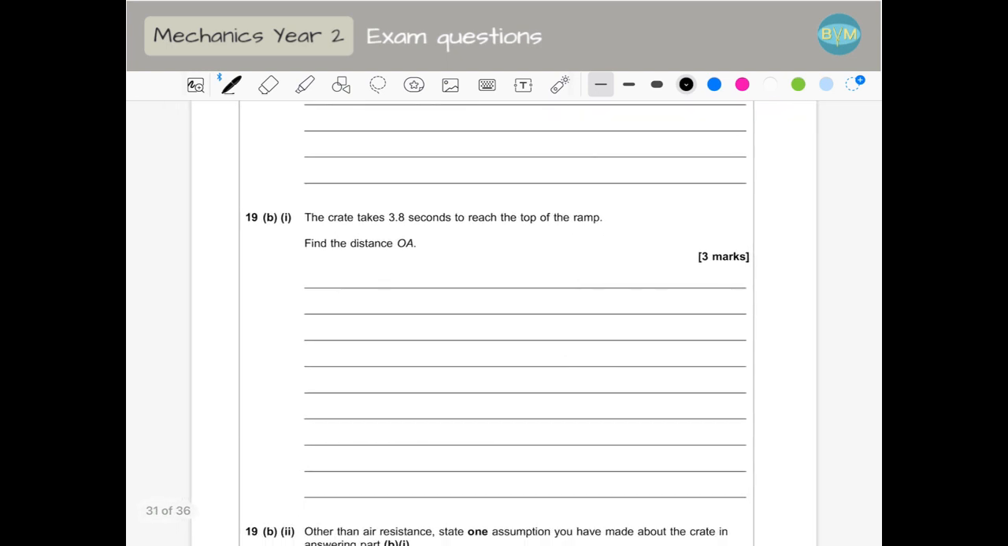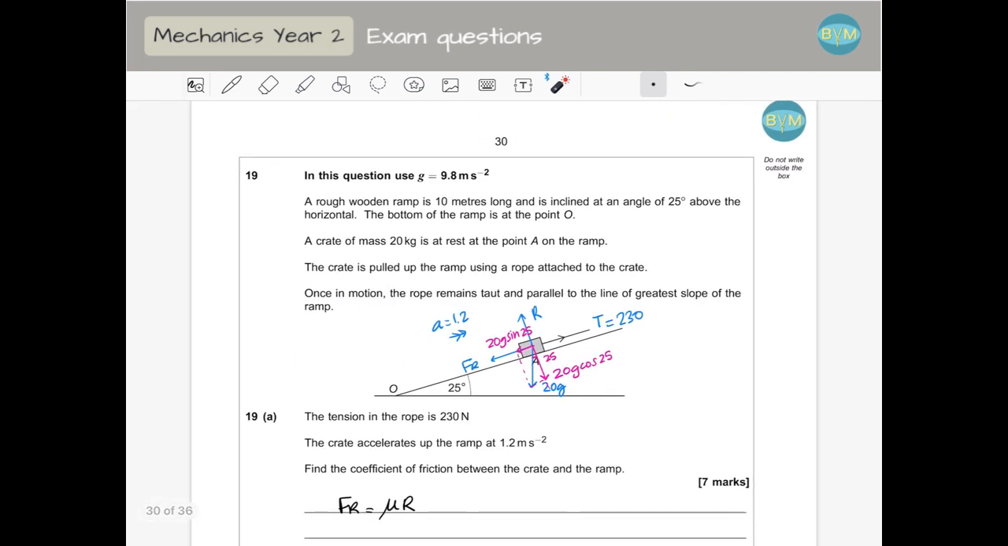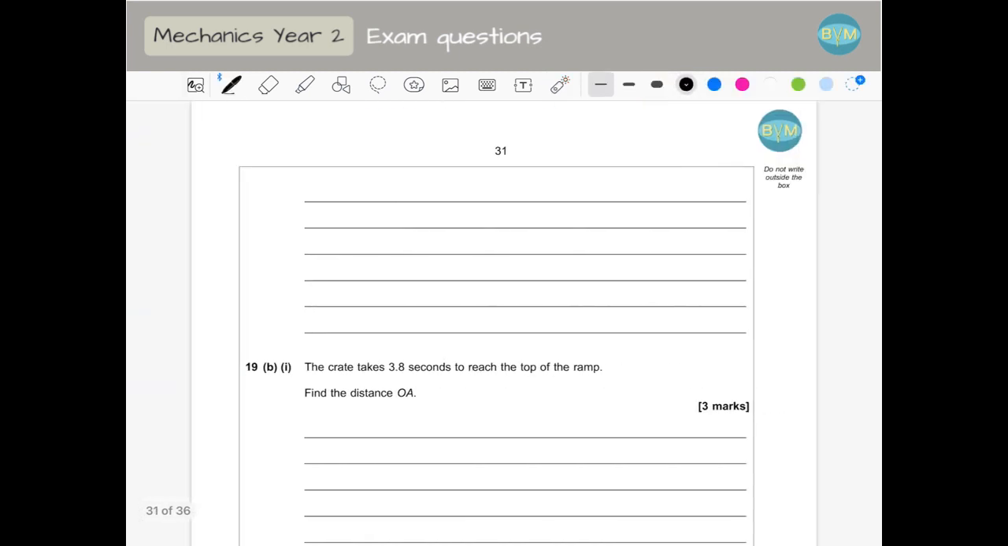Then for B, it says the crate takes 3.8 seconds to reach the top of the ramp. Find the distance OA. Be careful because the crate is here and they're asking me the distance from O to A, but they give me information between A and the end of the ramp. So I'm going to find this distance and then I have to subtract it from 10, because the ramp is 10 meters. If they talk about distance, I'm going to use suvat because my acceleration is constant. I know it starts from rest and I know the time it takes.